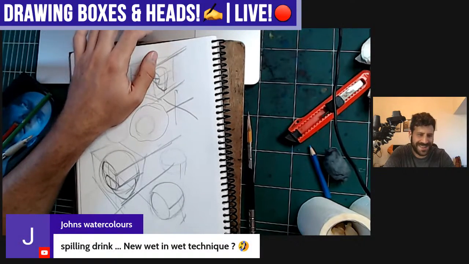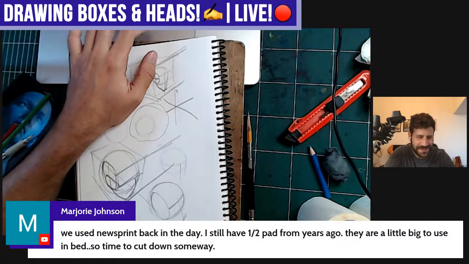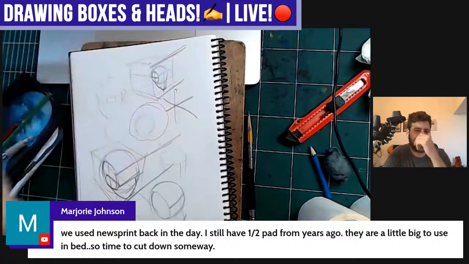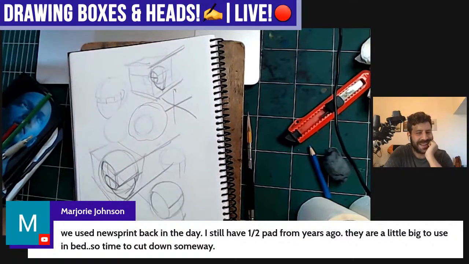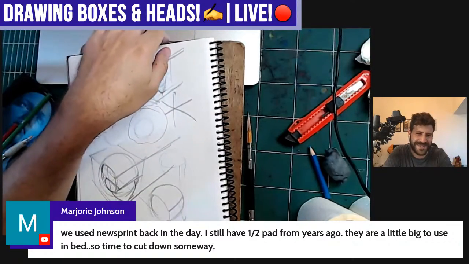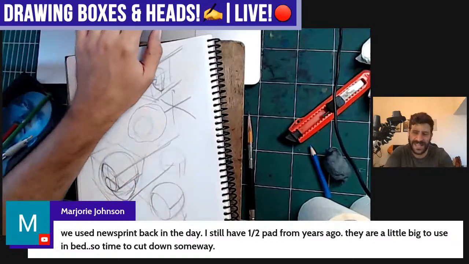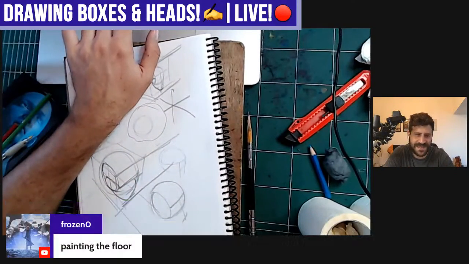John says, plenty of drink, new wet-on-wet technique. Invented something new here. Marjo, we used newsprint back in the day. Yeah, oh, I know about that. I heard about that. I still have a half pad from years ago. They're a little big to use in bed, so time to cut down some. Yeah, I saw these. It's crazy, and you would stack them, right? It's funny, I've seen these in use.